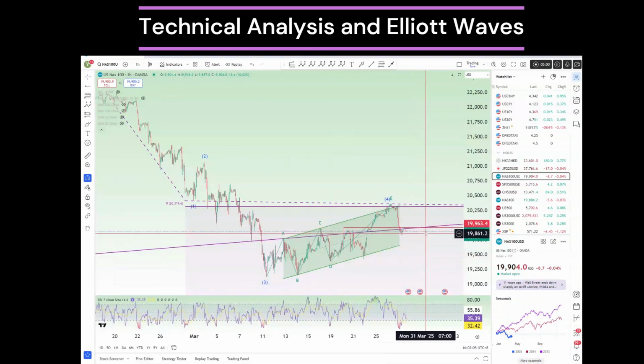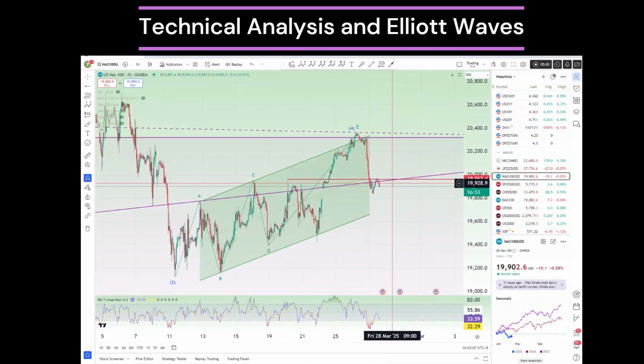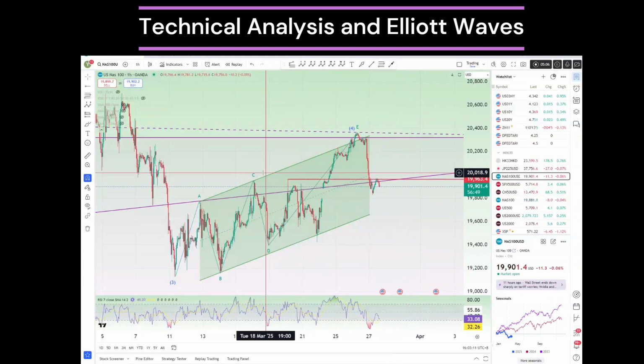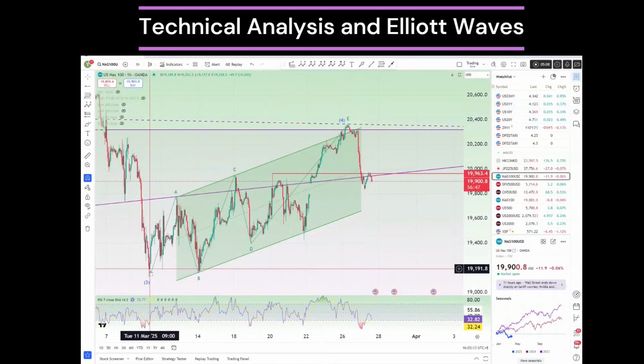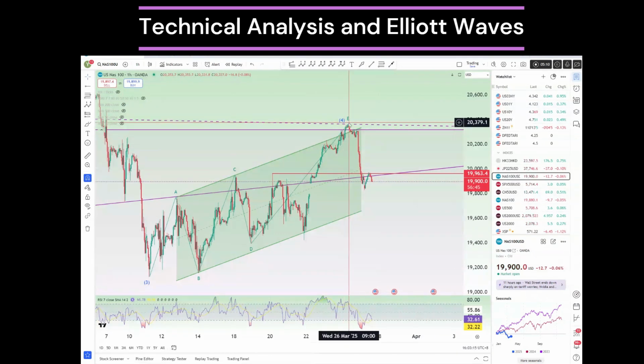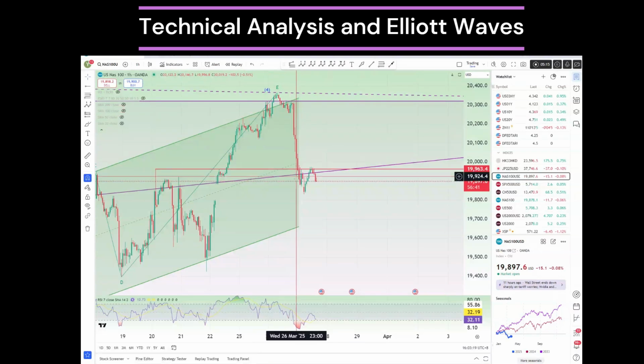Now the next question obviously is, is this still a short? If we look at this microstructure over here, you see that it has already moved down, and you can count this as a 1, 2, 3, 4, and 5, and then this retracement up.